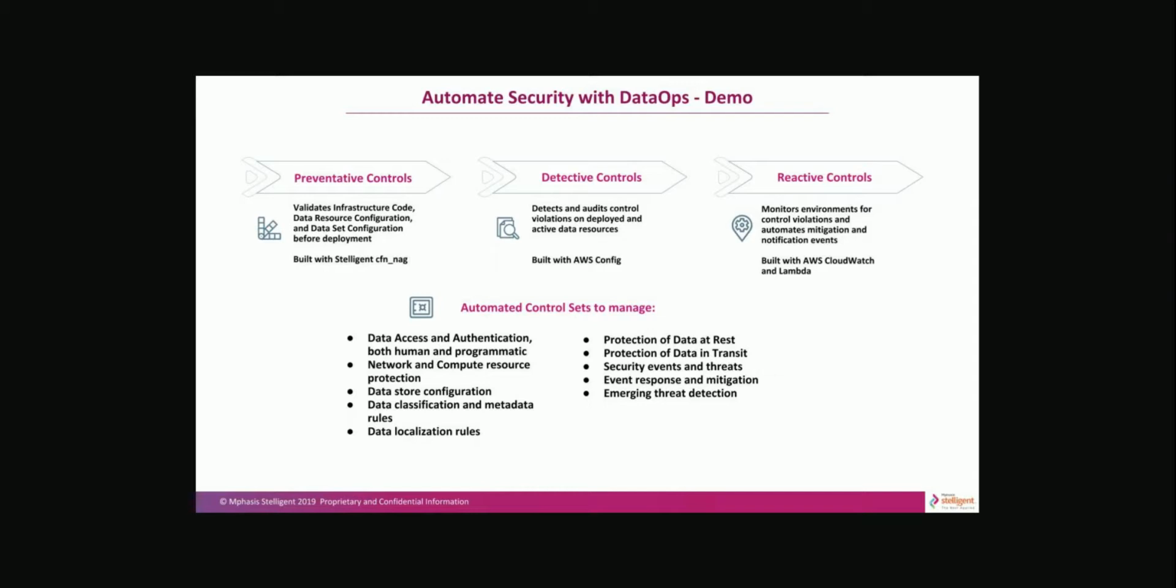Finally, the third type of control we'll see is a reactive control. This type of control monitors your live environment for control violations and automates notification events and mitigation. In today's demo, we will watch for the output from the AWS config rule that we showed in the detective control, and we'll use CloudWatch to watch for that event and trigger an automatic remediation in the form of a Lambda function.